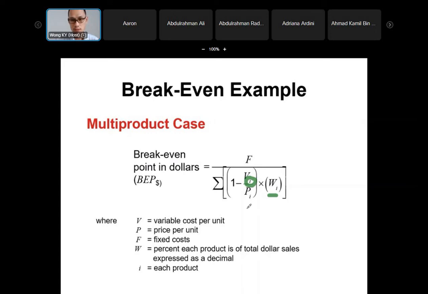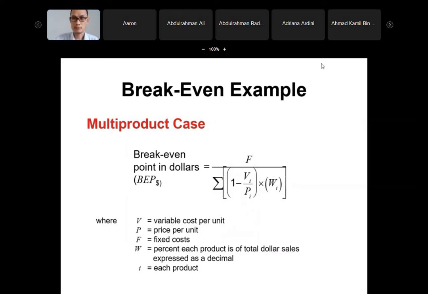Okay, so this weight is calculated as the percentage of each product in terms of the total dollar sales. So it means how many percent each product constitutes in terms of the total dollar sales. That percentage represents the weightage. Okay, it's like a weight. Right, so what you do is you just multiply this term with the weightage and then you sum up.